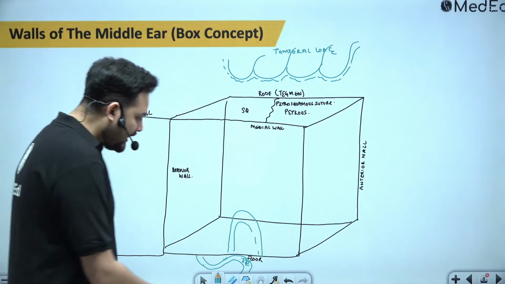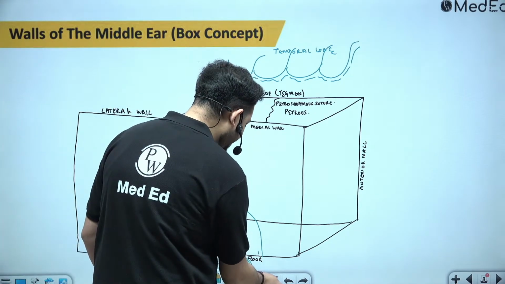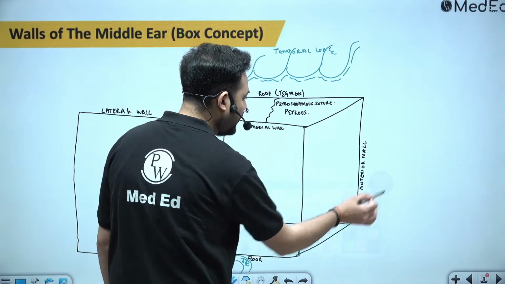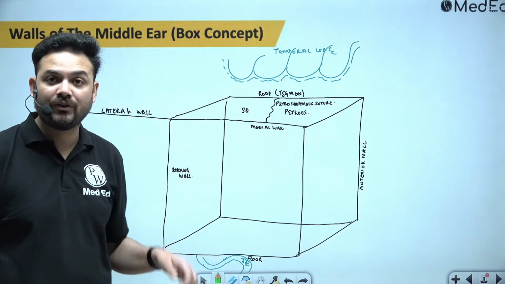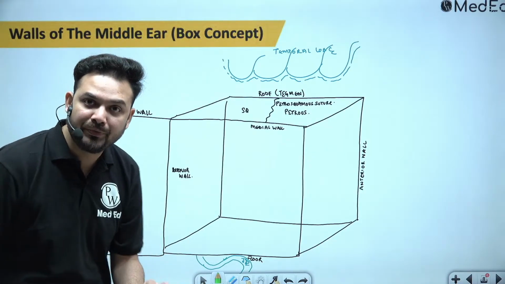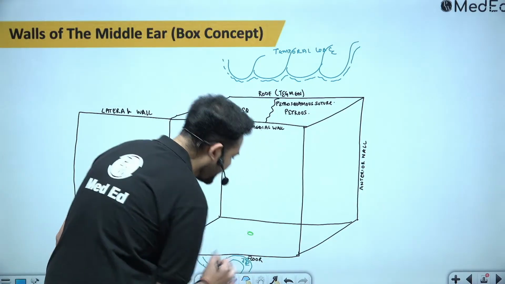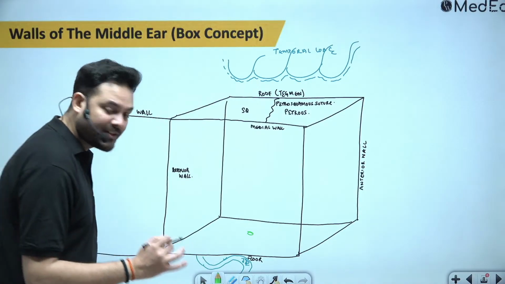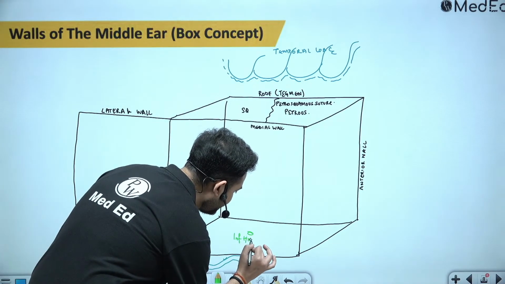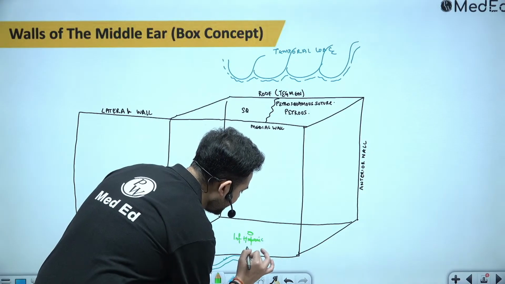Now, let me just remove this high jugular bulb. And now, this floor also has one opening. Okay, there is one opening in the floor. Most of your textbooks don't give this, but just remember there is another opening in your floor. This opening that is present in your floor is called the inferior tympanic canaliculus.